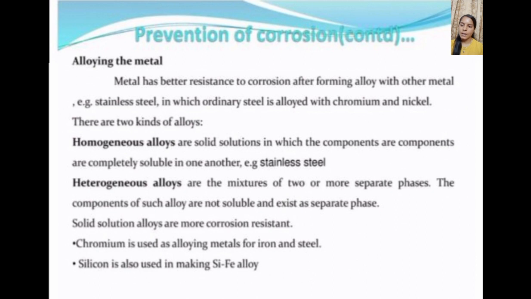Prevention of corrosion by alloying the metal. Metal has better resistance to corrosion after forming an alloy with other metal. Example, stainless steel, in which ordinary steel is alloyed with chromium and nickel. There are two kinds of alloys, homogeneous alloys and heterogeneous alloys. Firstly, let us see about homogeneous alloys.